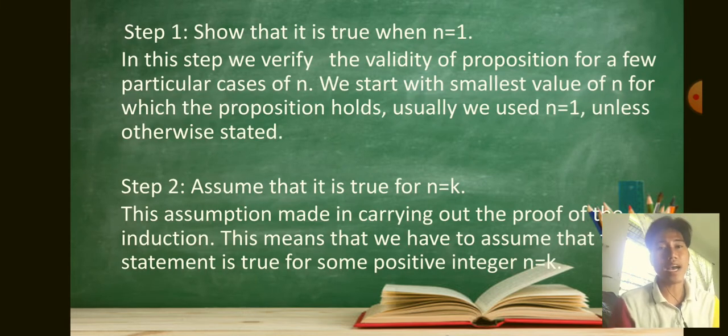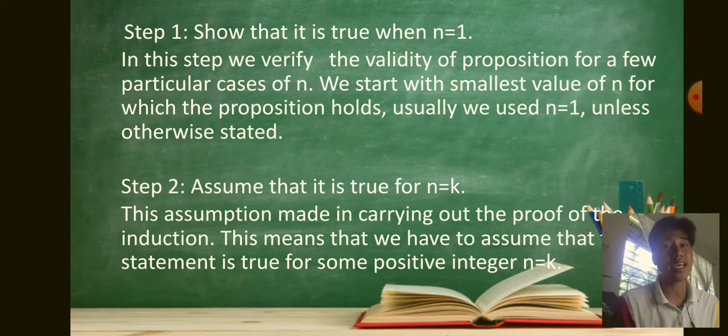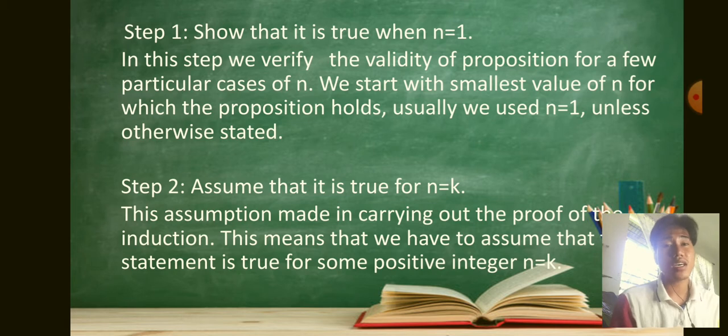Step 1: show that it is true when n is equal to 1. In this step, we verify the validity of the proposition for a few particular cases of n. We start with the smallest value of n for which the proposition holds. Usually, we use n equal to 1, unless otherwise stated. So in step 1, we substitute 1 for n.